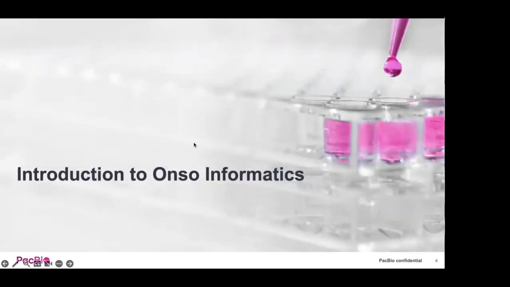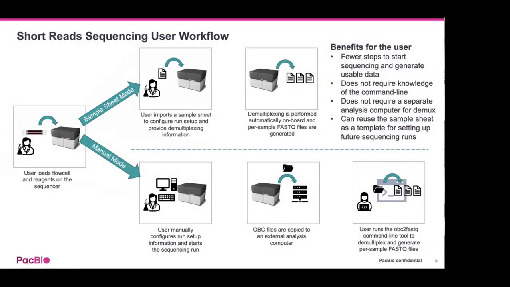So I'll start with the Onso informatics because, like I said, it's pretty light. I always like to start at a high level and then drill down deeper and deeper. For long reads, I'm sure Christy and probably Young today showed you there's a cluster generator and a sequencer, and you put your flow cell on the cluster generator box to prepare the flow cell. And then when you want to do the sequencing, this is basically what the user workflow looks like.